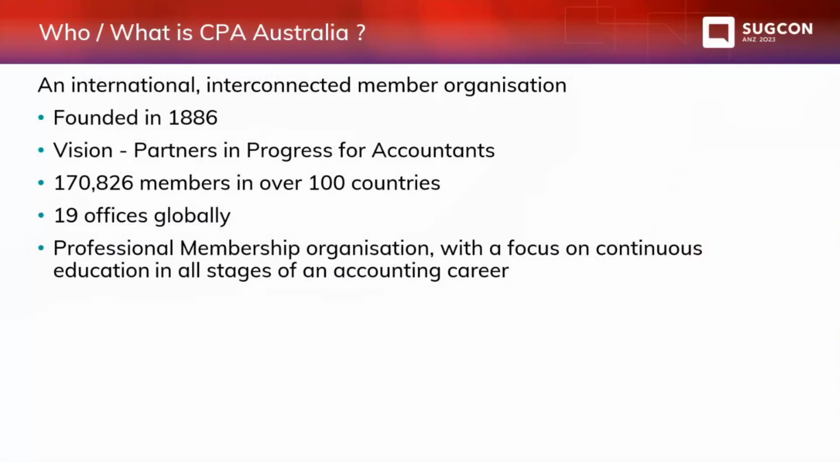So who and what is CPA Australia? CPA Australia stands for Certified Practicing Accountants. It is an international membership organization, which was founded in 1886. The main goal is becoming a partner for accountants and people in the finance and accounting industry. We have close to 171,000 members in over 100 countries around the world. There are 19 offices globally as well.